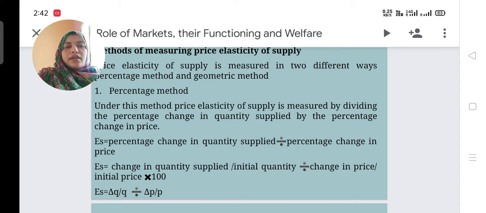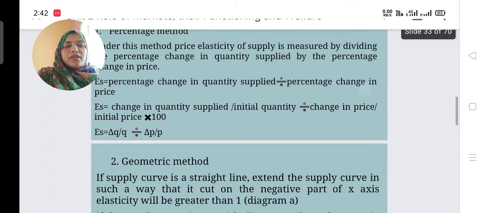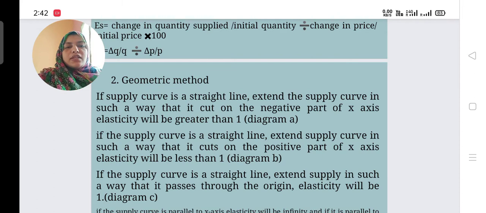That can be written as ES equals delta Q. The triangle sign is read as delta. Delta Q by Q, then the whole divided by delta P by P. Delta Q means change in quantity supplied, and delta P means change in price. Q means the initial quantity, P the initial price. Then the next method is the geometric method.